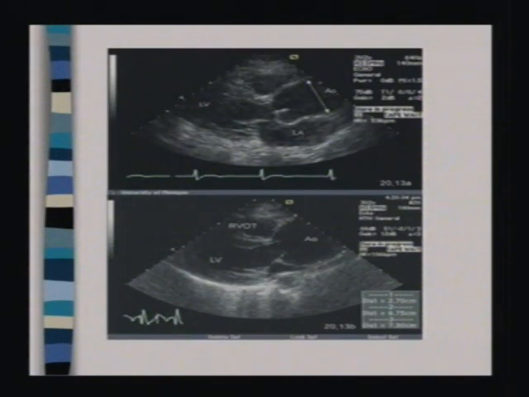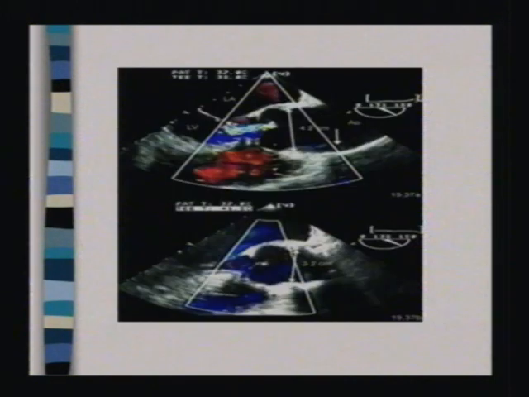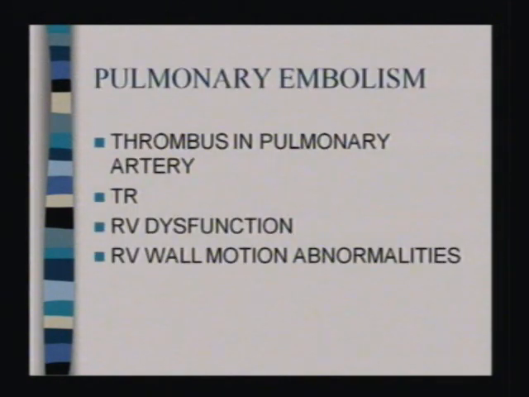Now this is a patient with aortic dissection. You can see a dilated aortic root. You are not able to see the flap very well, but when you do a transesophageal, you can see the dissection as well as the AR here, and you can see the flap of the dissection.